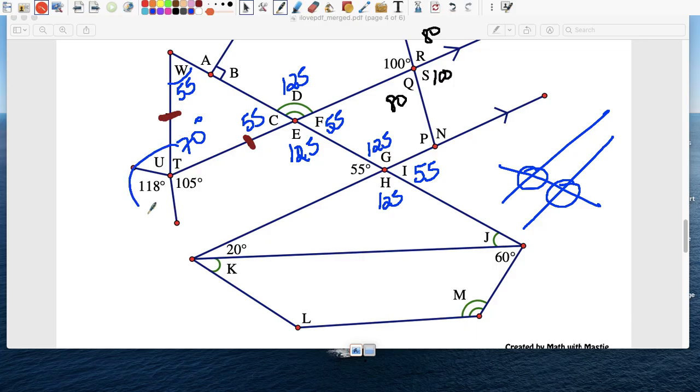This here, it's not two lines intersecting. Notice that they're not two straight lines. Okay, but we know the relationship. It's a full circle, and in a full circle, everything should add up to 360. So 360 minus 118 minus 105 minus 70. That's going to give us our angle U. 360 minus 118 minus 105 minus 70 equals 67. So this guy is going to be 67.